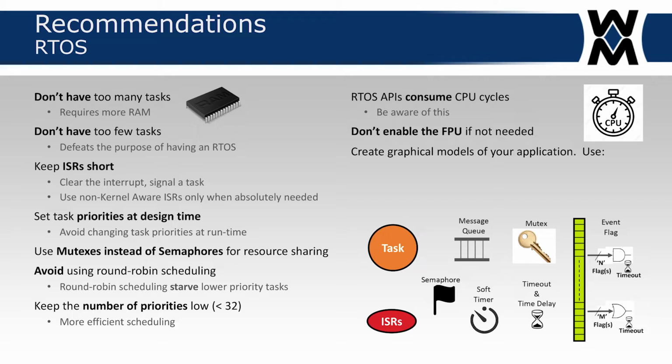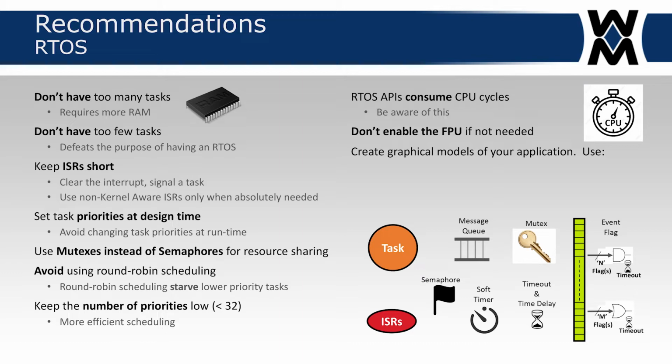Don't know. You want to keep your ISR short: clear the interrupt, signal a task, let the task do the work. In the case of a non-kernel aware ISR, you only use those when absolutely necessary and when they need to be super short. You don't want to hog the CPU when a non-kernel aware ISR occurs. You want to set task priorities at design time, avoid changing priorities at runtime. Let the kernel do that in the case of the mutex because it's a built-in mechanism, that's fine. Use mutexes instead of semaphores for resource sharing.